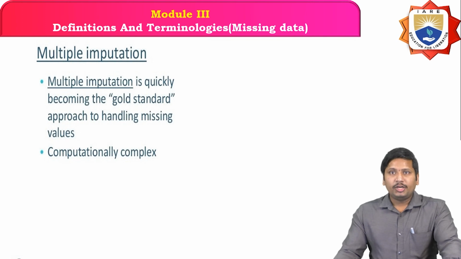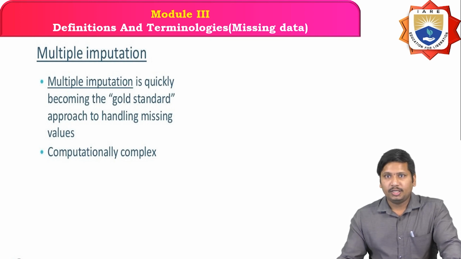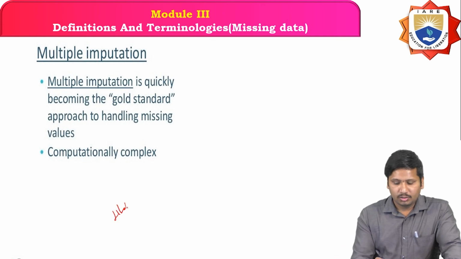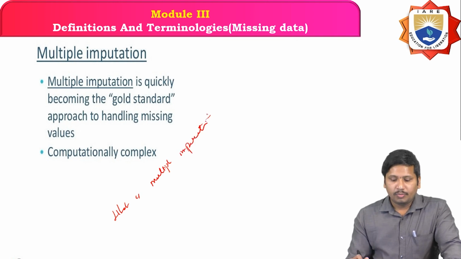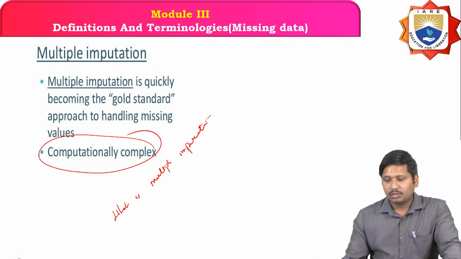And next one is multiple imputation. Multiple imputation has quickly become a gold standard approach to handle missing data, but computationally it is complex. So the question here is, what is multiple imputation? This is the approach used for handling the missing data, and due to this complexity, this type of method is used very rarely for filling the missing data you are getting here.